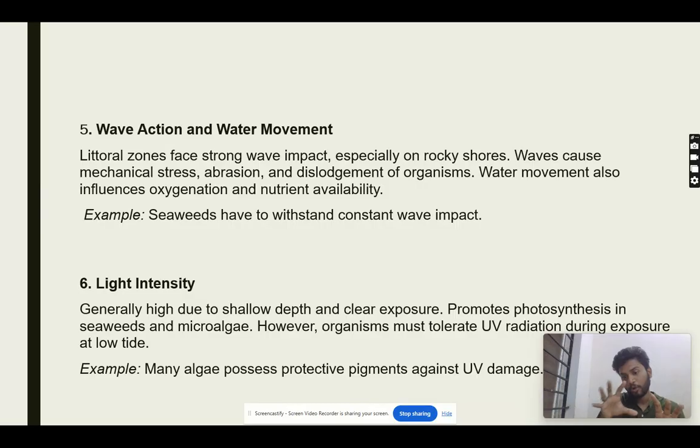So at that time the organisms which are close to the supralittoral zone basically have to evolve certain mechanisms to tolerate this particular UV radiation, so that it is not harmful to them. For example, many algae possess protective pigments against UV damage.